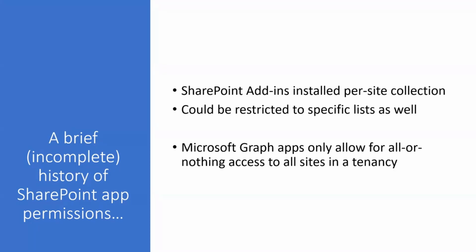But when we moved on to building apps that talk through Microsoft Graph, we only introduced permission scopes that allowed for all or nothing. So you're building an app, and either you get access to the entire tenant or you get access to none of the tenant. And that's not awesome. Like, we can clearly do better than that.